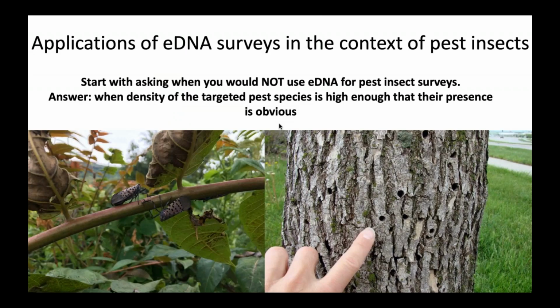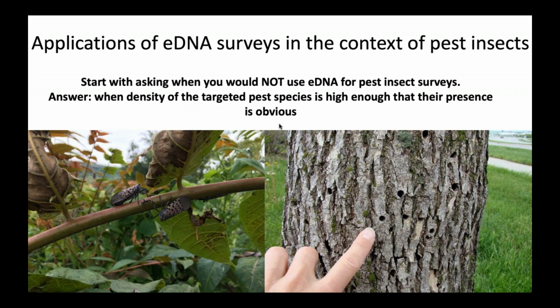Okay, so I want to talk now about what the applications of this type of survey are in the context of pest insects. And I'm going to start by asking, when would you not use eDNA for pest insect surveys? When the density of those target pest species is high enough that their presence is obvious, you would never use eDNA. So this is not going to replace a lot of the IPM programs that are employed for pest species that are already there and you're responding to.